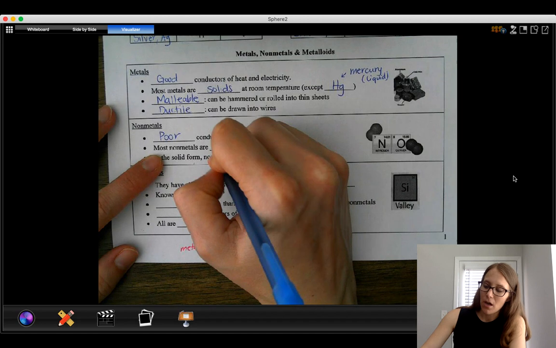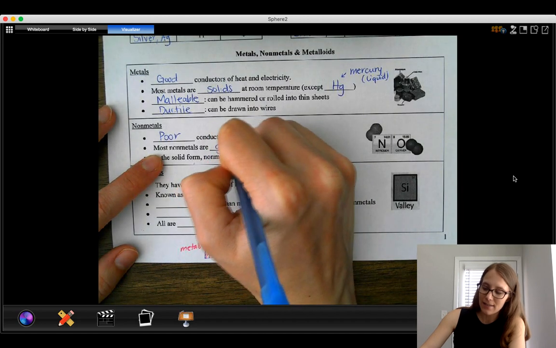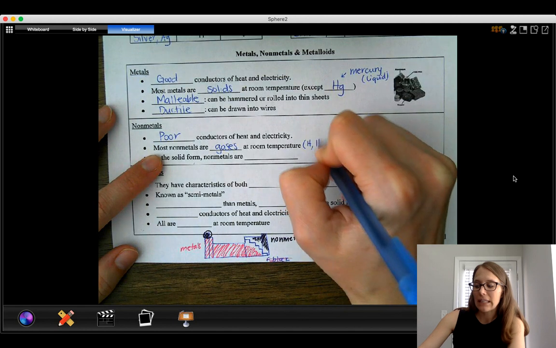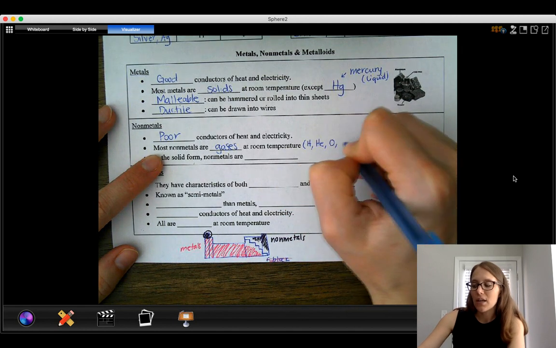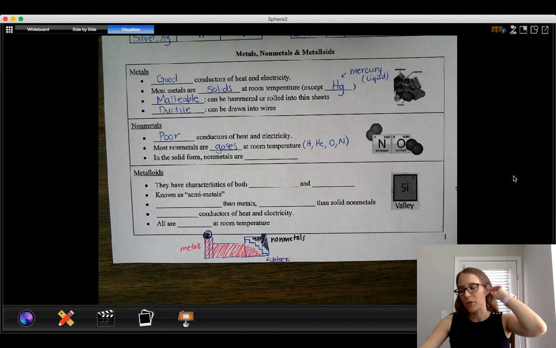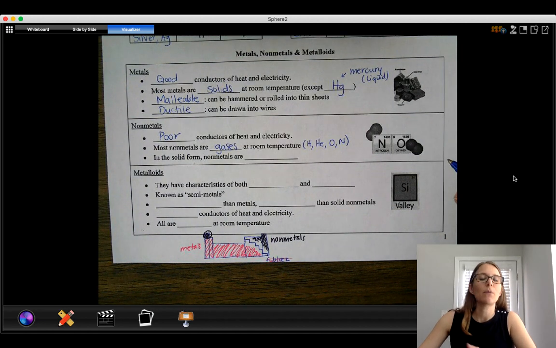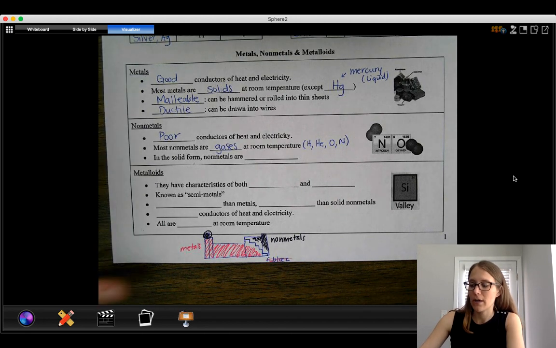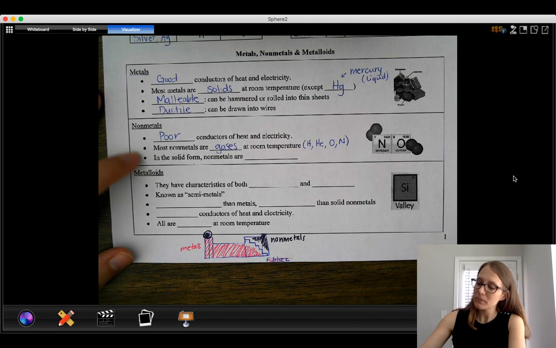Most nonmetals, not all, are gases at room temperature. Examples are hydrogen, helium, oxygen, nitrogen. So lots of examples of gases at room temperature. They're not all. There's some that are solids, like carbon. Your pencil lead is actually made out of carbon, not lead at all. There is a nonmetal that's a liquid, which is bromine. So not all nonmetals are gases, but the majority of them are.